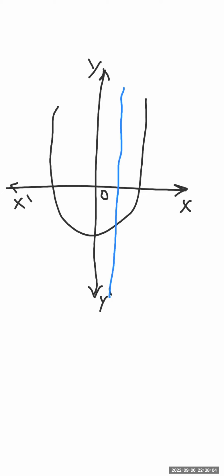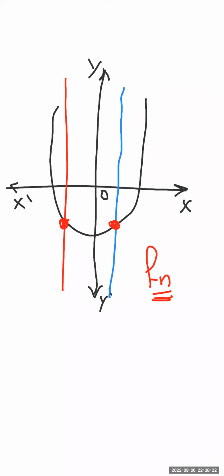Now, if this line intersects with the curve at one point only like this, so this means it's a function. Okay, try another line like this, only one also, so it's a function. So this curve is a function. I'll keep this one and show you a different scenario like this.